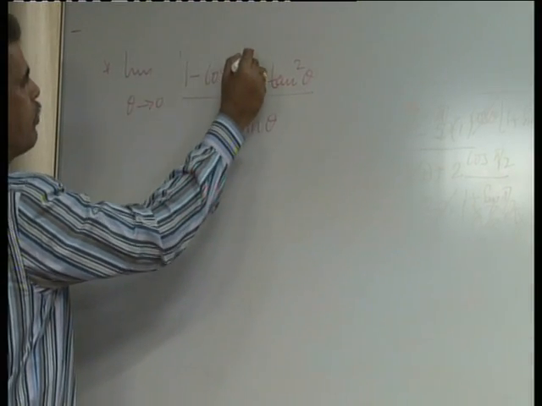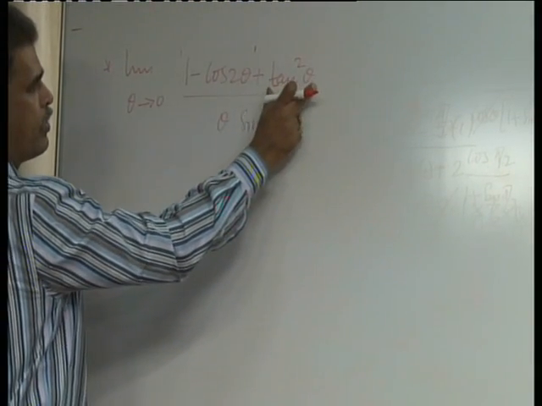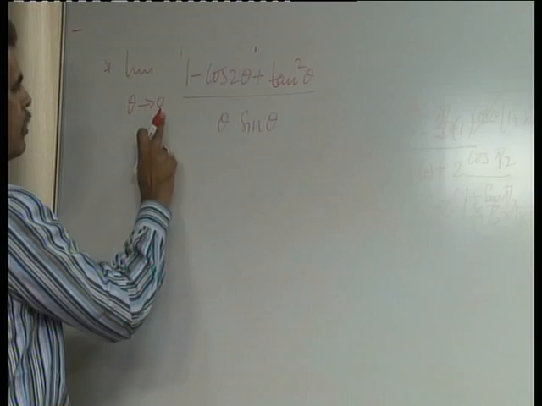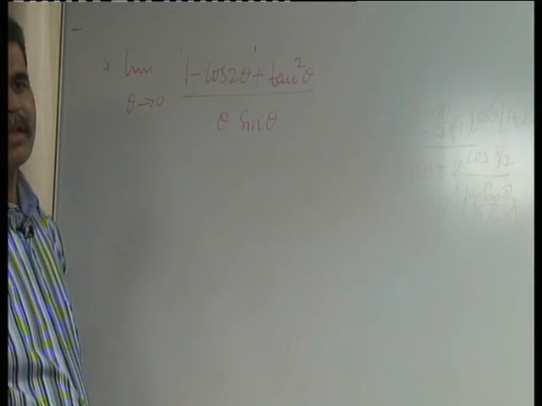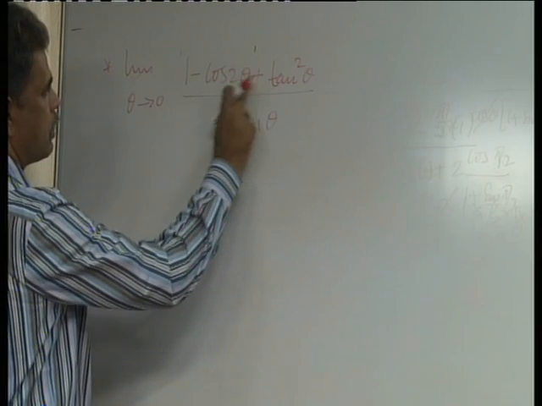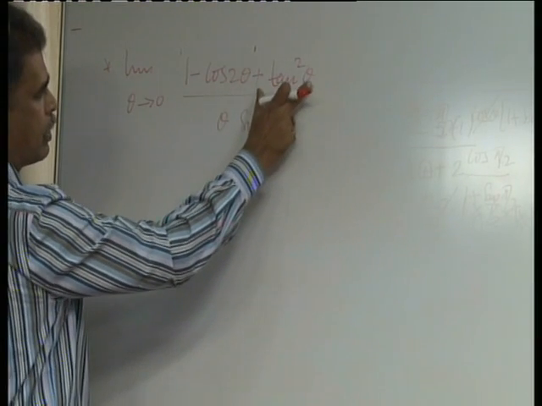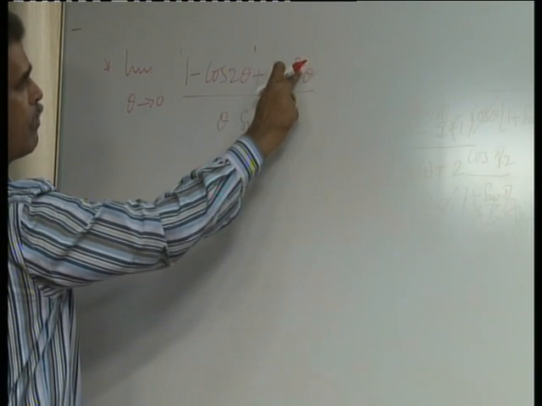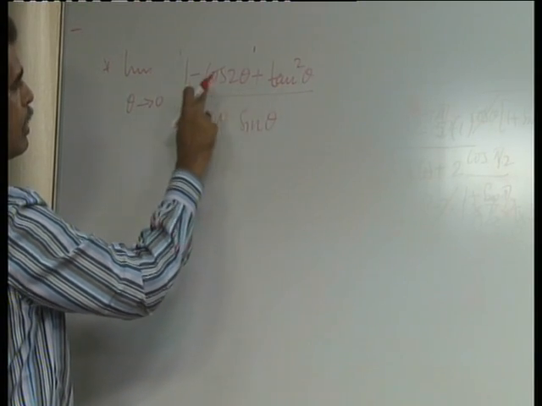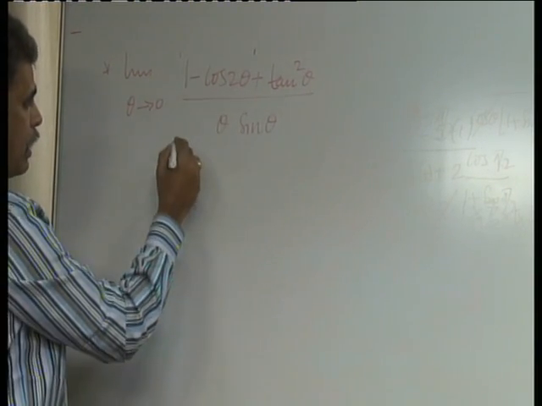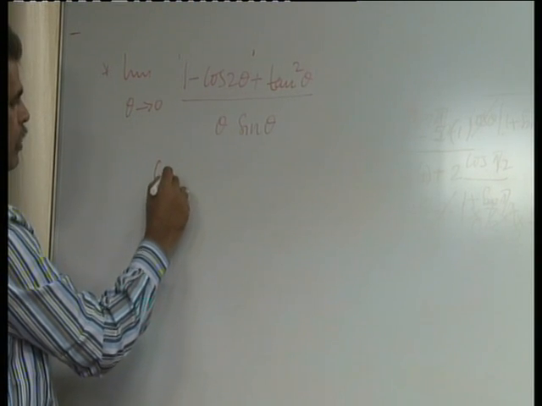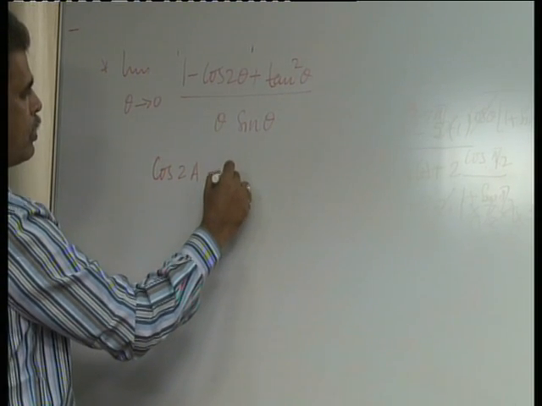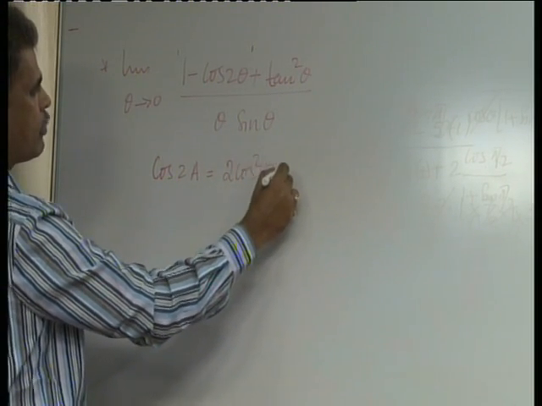1 minus cos 2 theta plus tan square theta divided by theta into sin theta as theta tends to 0. First we have to understand the problem. It is in cos, this is in tan, this is in tan. I can convert this into standard form, this can also be converted into standard form, but here we have a power of 2, here the power is equal to 1, and 1 minus cos 2 theta. In trigonometry we have this formula, cos 2a is equal to 2 cos square a minus 1.